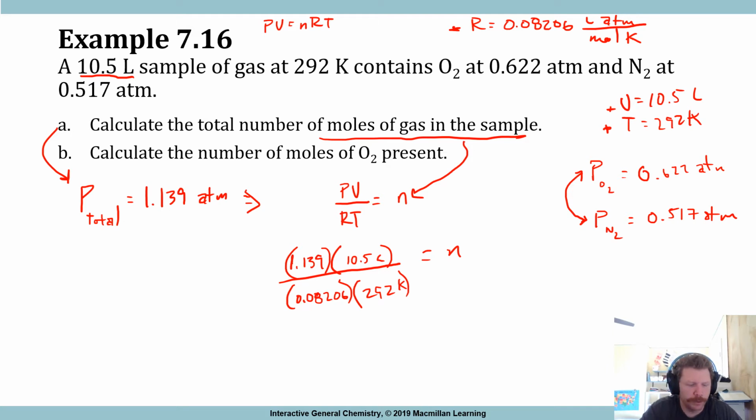So 1.139 times 10.5 divided by, and here in parentheses, 0.08206 times 292. Oopsies.